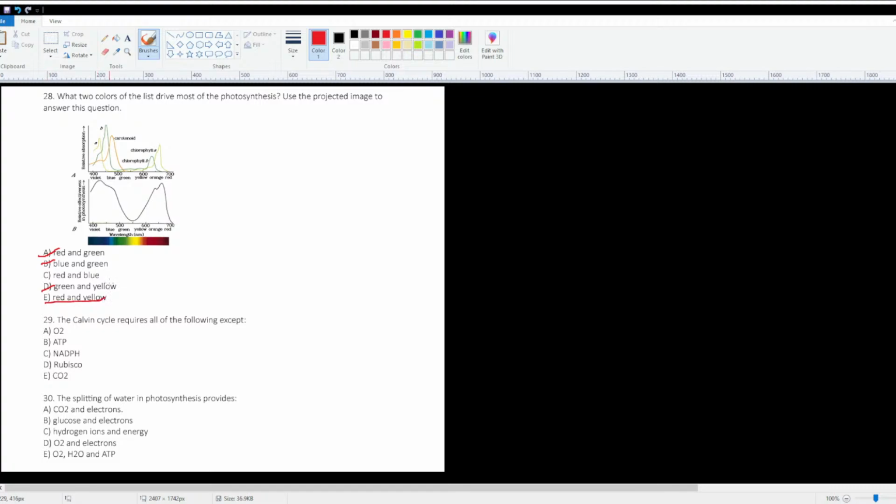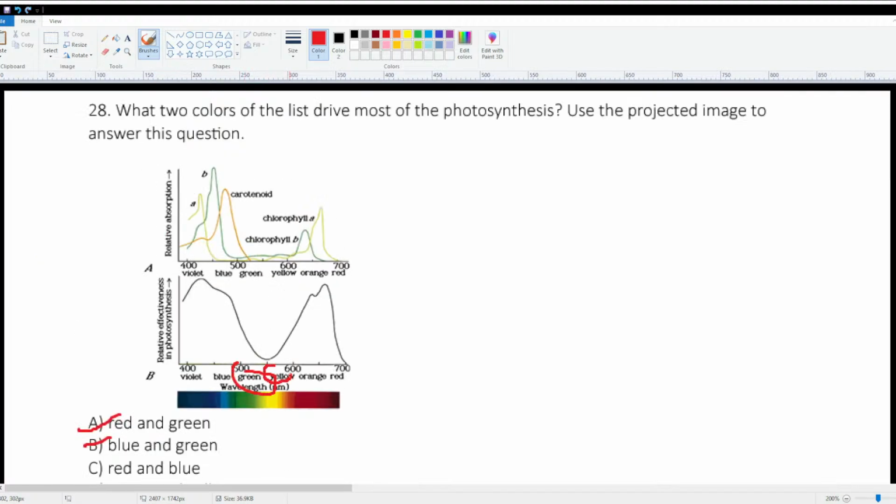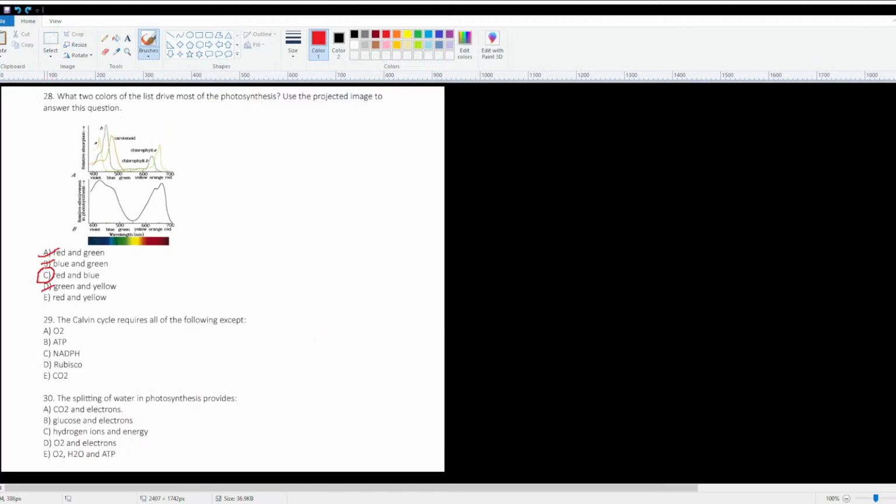So then we look at red and yellow, right? If we look at the diagram itself, we can see green over here and yellow over here. Look at what's being absorbed. On the y-axis is relative effectiveness in photosynthesis. This graph literally gives you the answer. Green and yellow are on the very bottom, and blue and red are at the very top. They have the most effectiveness in terms of light absorption. So the answer would be C, red and blue. Red and yellow would also be incorrect.